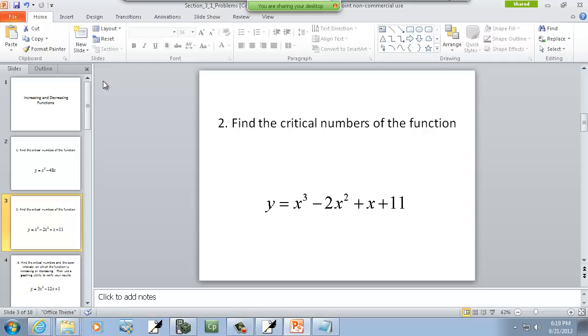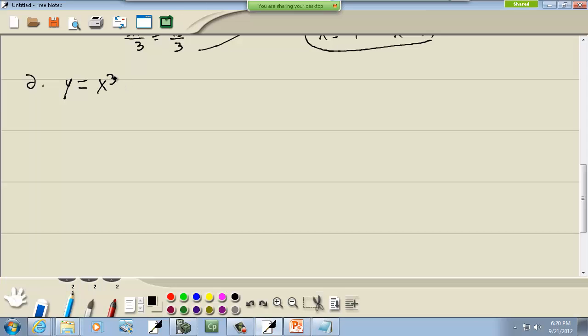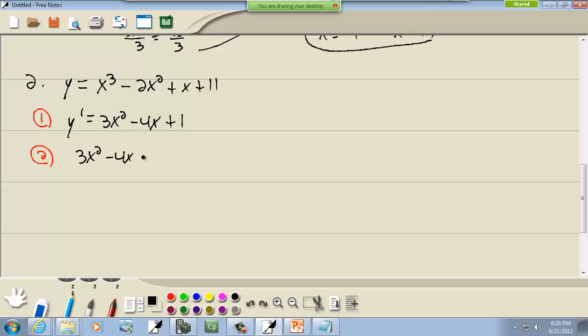Okay, so we got y is equal to x to the third minus 2x squared plus x plus 11. Now we're going to go through the same two steps. Our first step is to find the derivative. So the derivative of that becomes 3x squared minus 4x plus 1. Second step is now set that equal to 0 and solve it. So we've got 3x squared minus 4x plus 1 equal to 0.